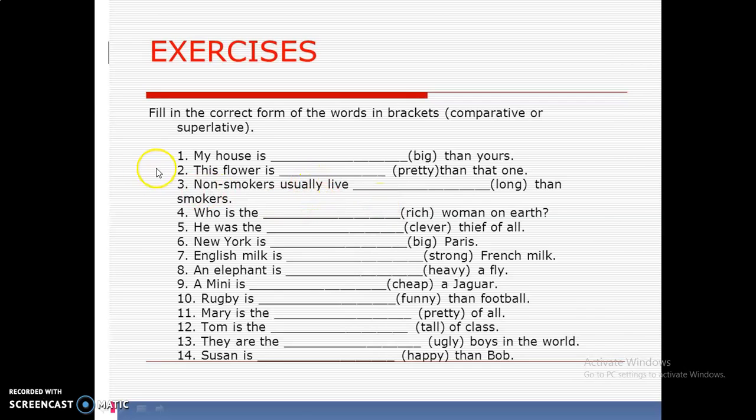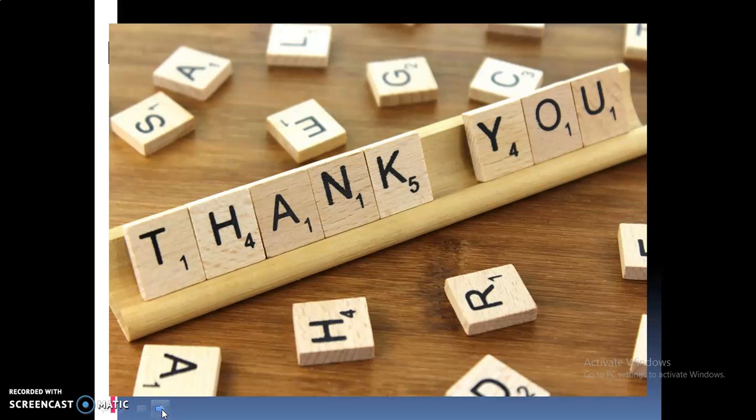I want you to try the rest of the examples that I have given here. I hope you have understood the class, and I will give you more exercises in coming classes.